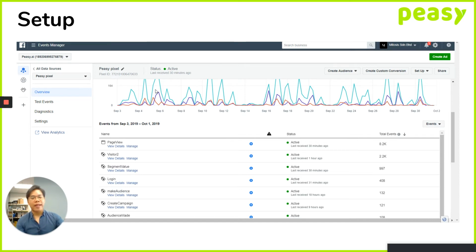So once you have set up all these tags and pixels, what you are able to do is check for each event in your website how many people trigger it. For example, this is our Peasy website. We can track how many people came to our website, checked out the pricing page, how many people actually connected to their Facebook account or Google ad account in Peasy, how many people logged in, how many people actually created an audience for their campaign, and how many people actually created a campaign.